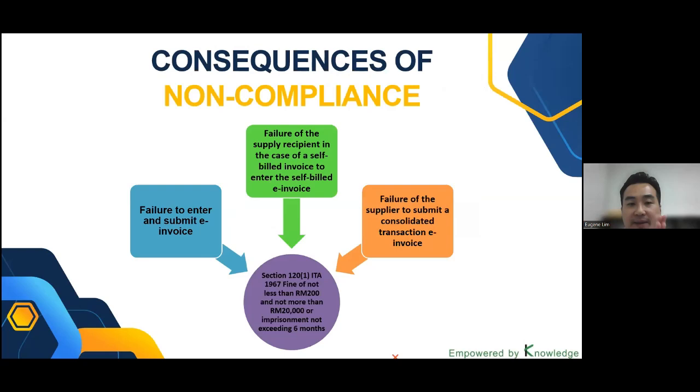So just now, we already mentioned a lot of things under the e-invoice. In short, as a summary, if you are not practicing these simple things, there is a penalty from 200 up to 20,000, including imprisonment. But so far until today, imprisonment cases have hardly happened. But for the penalty, it is very frequent. As long as you are not practicing or you fail to practice the e-invoice, then you need to take care of the penalty from 200 to 20,000.